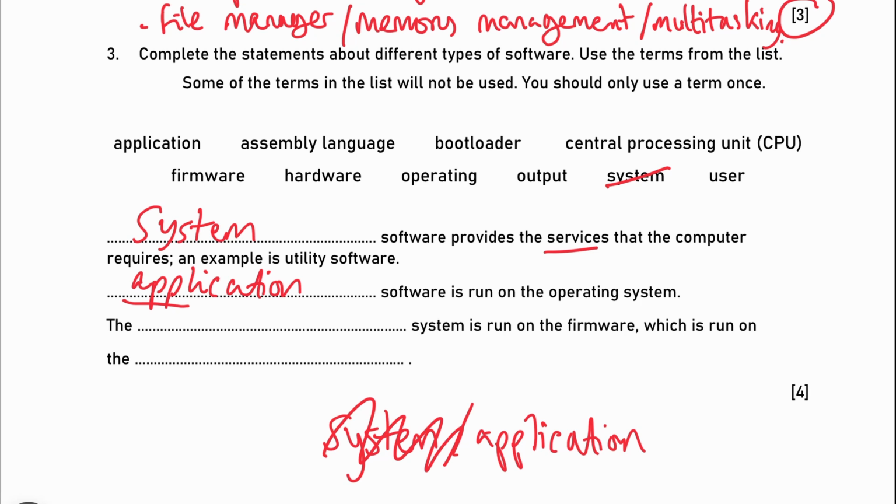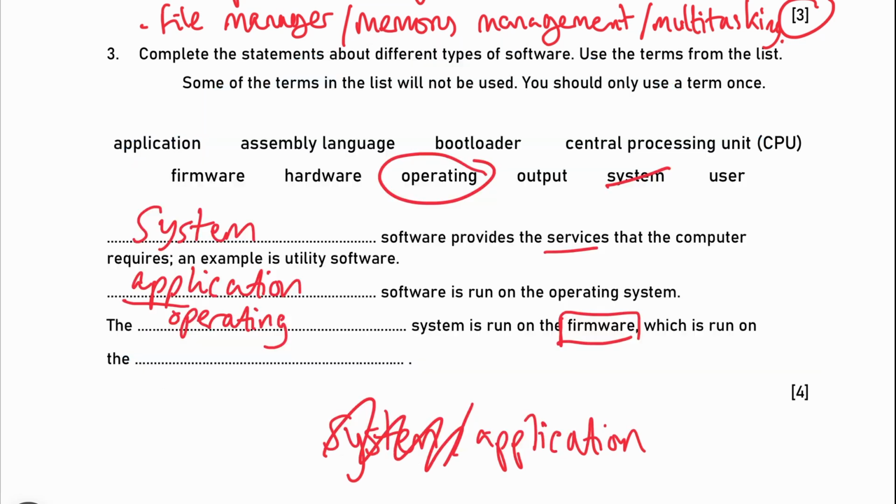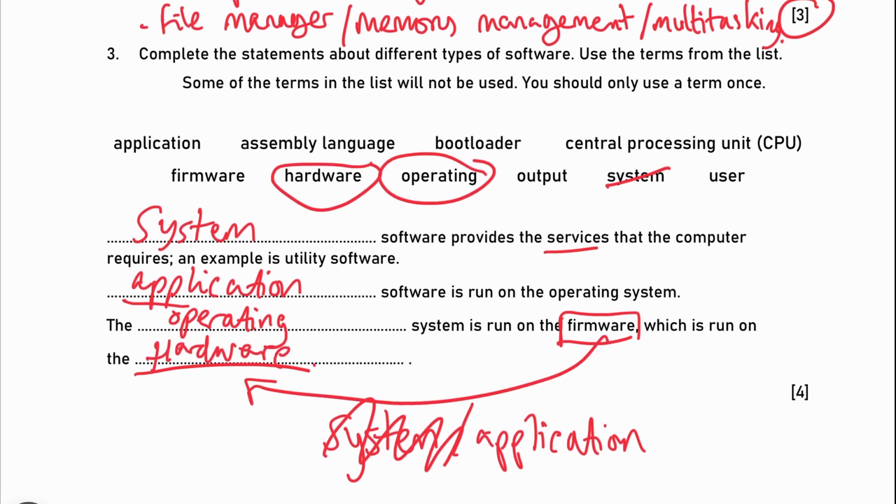And then something system is run on the firmware. If we look at these words available, there's only one word that goes with system, and that's typically operating. The operating system is the bottom layer of software. Underneath the operating system, we have firmware, which is basically the hardware, including your BIOS and all your startup instructions, which gives us a clue for the last word, which is run on the hardware. So firmware is related to hardware, and above that is the operating system.